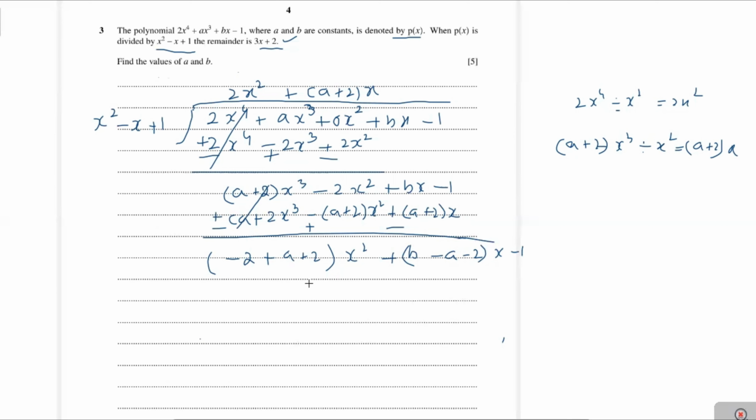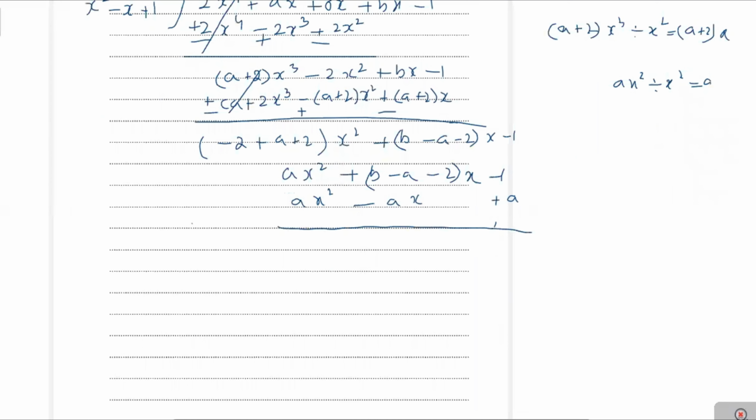Now you see here that value becomes ax squared plus b minus a plus a minus 2 into x minus 1. Now we divide ax squared by x squared, we get a. Now we multiply this expression by a, we get ax squared minus ax plus a.